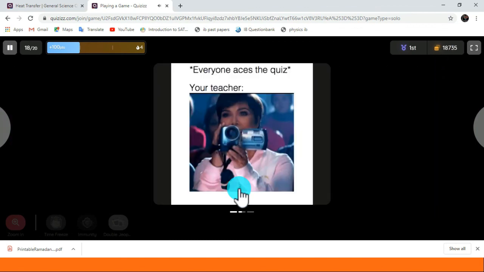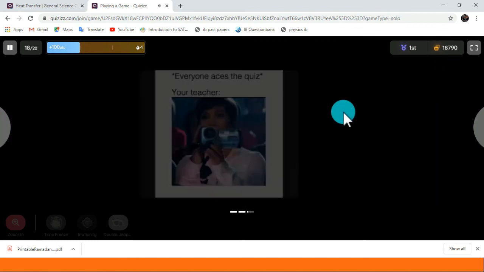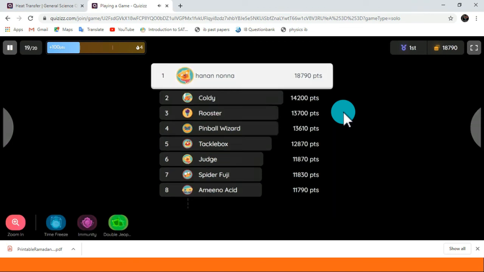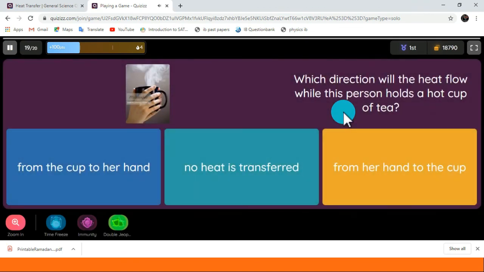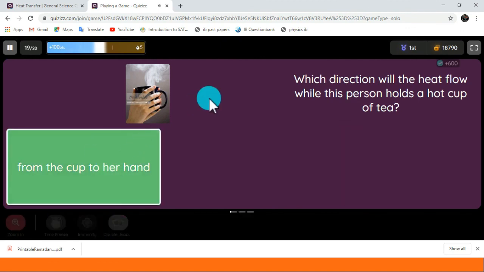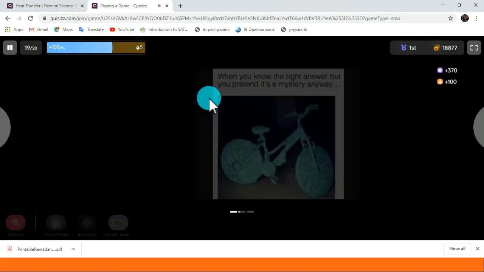The last question. Oh, not the last question. Which direction will the heat flow while this person holds a hot cup of tea? Easy. From where to where? From hot to cold, from hot to warm. So here, from where? From the cup to the hand, because the cup is hotter than her hand.